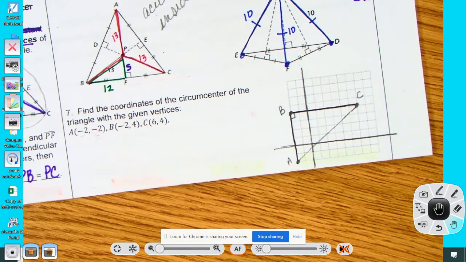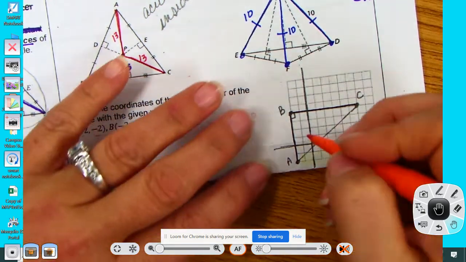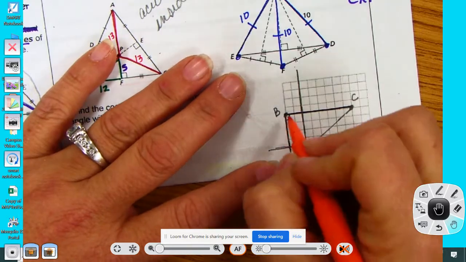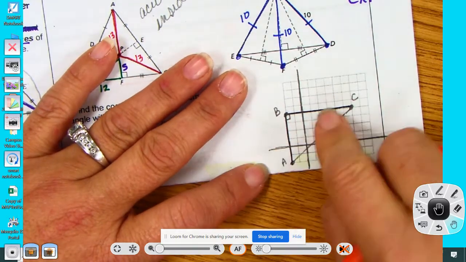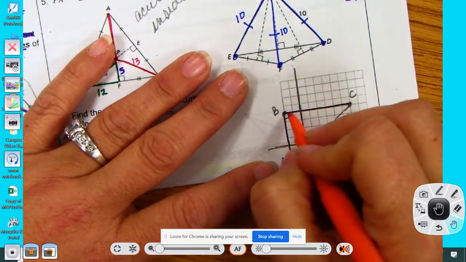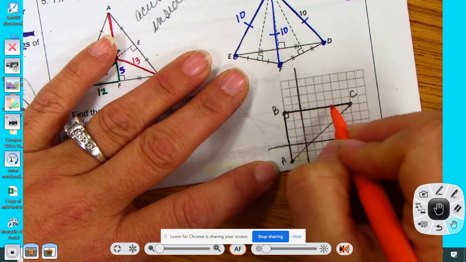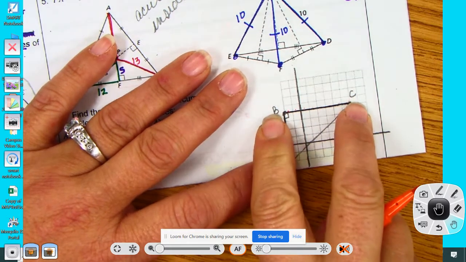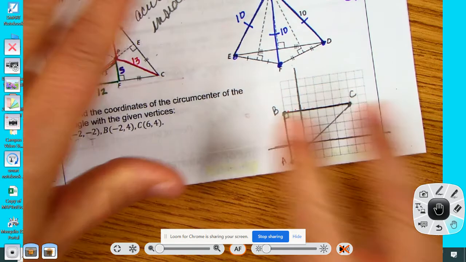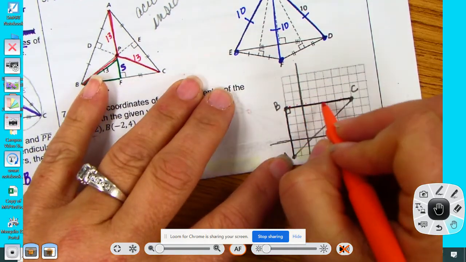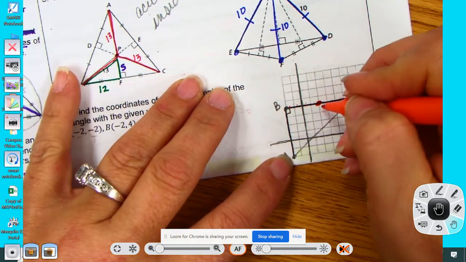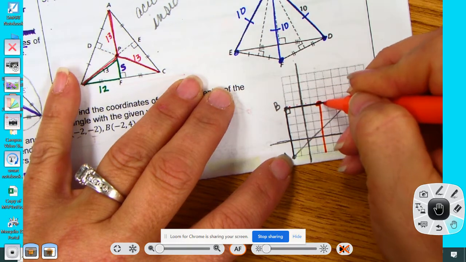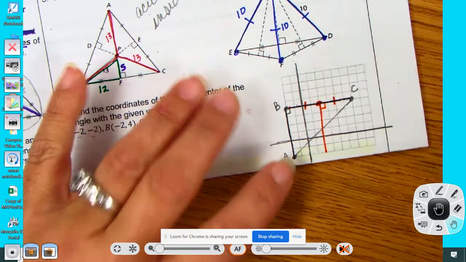Well, it has to be a perpendicular bisector. So I'm going to find the midpoint of each one of my sides. So the 2 flat sides are the easy ones. So 1, 2, 3, 4, 5, 6, 7, 8. So since this has a length of 8, halfway would be 4. So 1, 2, 3, 4. So here's the midpoint, and then I'm going to draw a perpendicular line. This is equal to this.